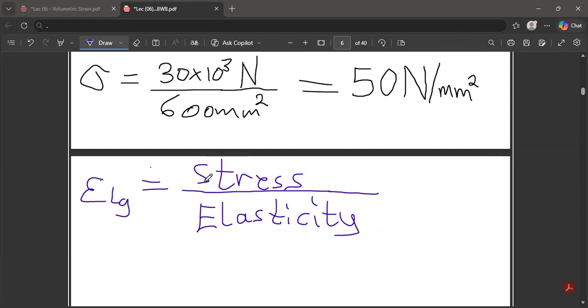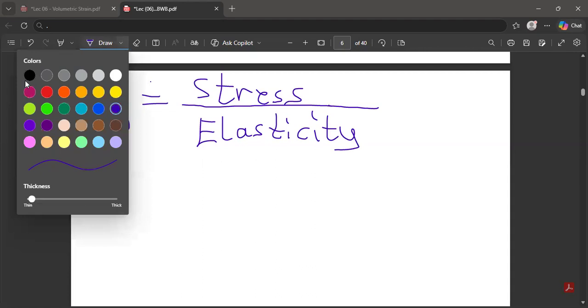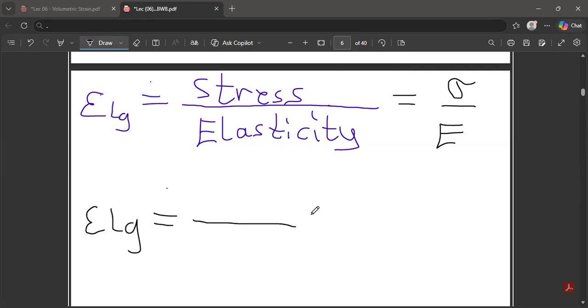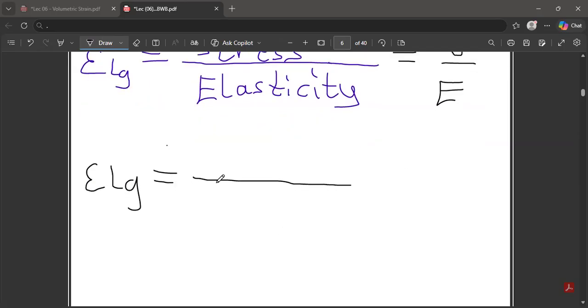Stress over elasticity. From here, what are we supposed to know? We can just do substitution, but this over here can also be denoted as this, which is the symbols for them. So please don't get confused. Since our stress is known and our elasticity is known, we can just substitute it into this to get an answer. The elasticity given was what?